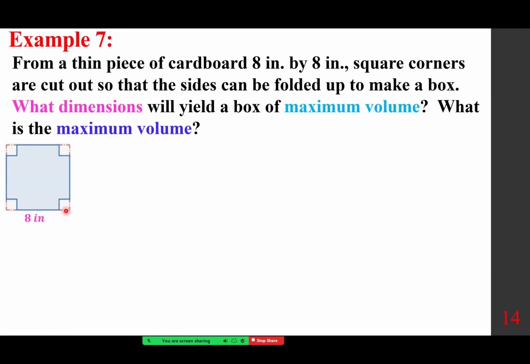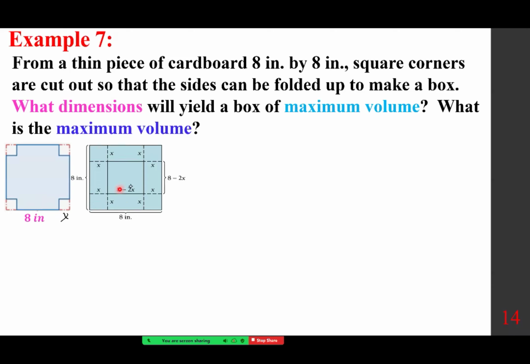piece of card. We're going to cut the corners, and we're going to cut identical corners so that this is x. So if this is x amount, because we don't know, then this is x amount, x, x, x, all of them are x. So the middle part is 8 inch minus this x as well as minus this x, making the middle part 8 minus 2x. 8 minus 2x. When we fold it up, it looks like a box. 8 minus 2x, 8 minus 2x, x.